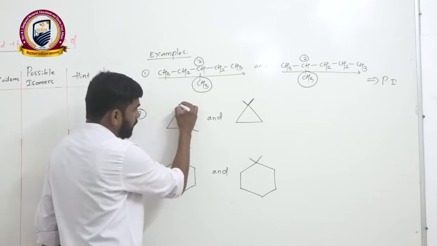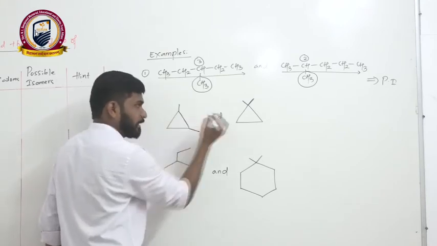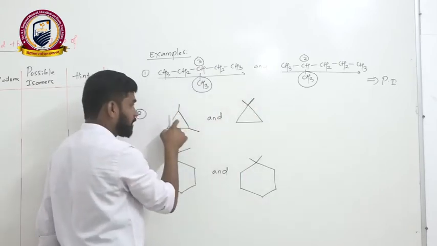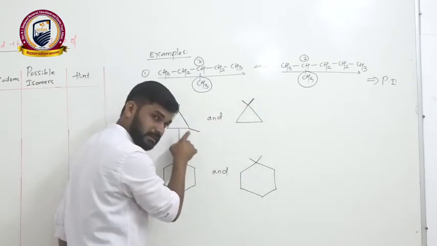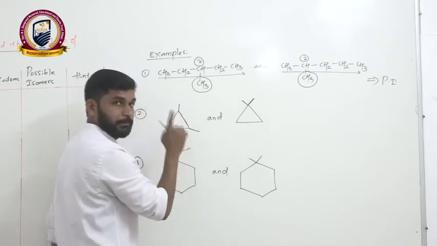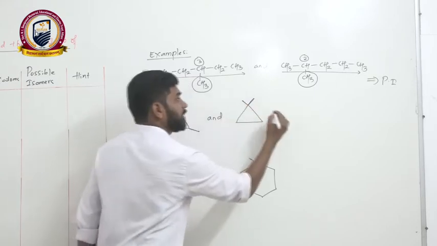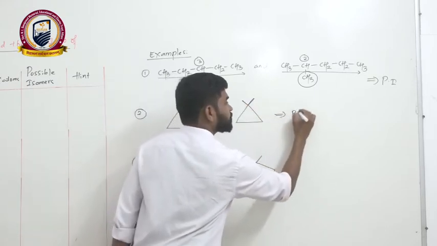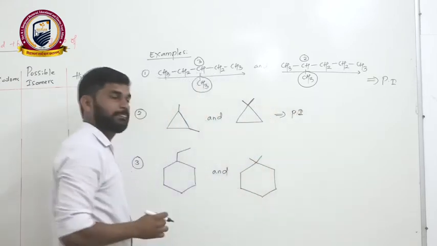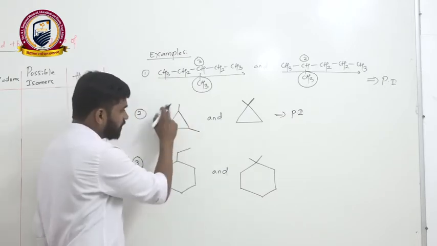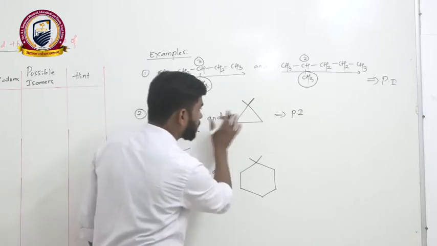The side chain is also one methyl group and another methyl group. Here also one methyl group and another methyl group. But the methyl groups are on the first position as well as the second position in this compound, but in the other compound both methyl groups are on the same position. Therefore, these two exhibit position isomerism. Same parent chain, same substituents, but the position of the substituents is different in both the compounds.